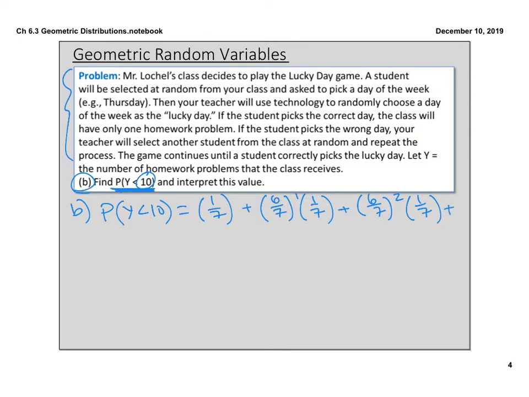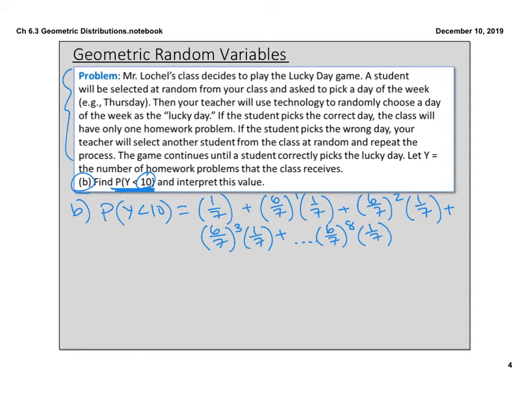Plus, the probability that it's on the fourth try is 3 failures, so failure raised to the third power times the 1/7. Keep going, all the way up. The last one would be 8 failures and 1 success. That would be on the 9th try. I don't need to go to the 10th because I want to be strictly less than 10. I'm not including the 10th. So I would have to go through and type all of that into our calculator.